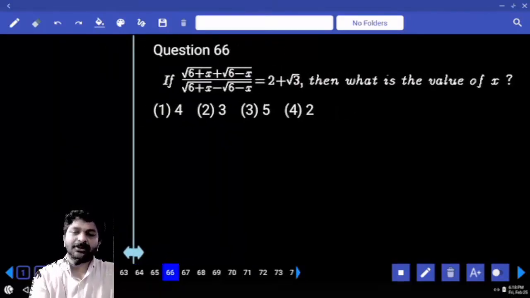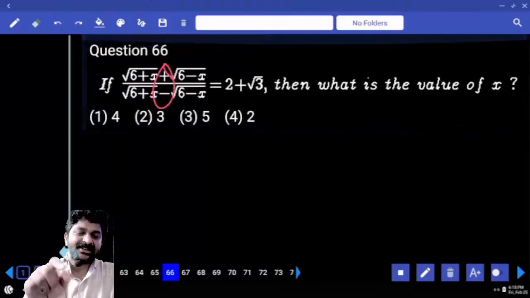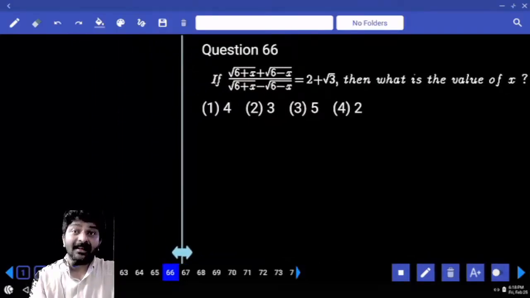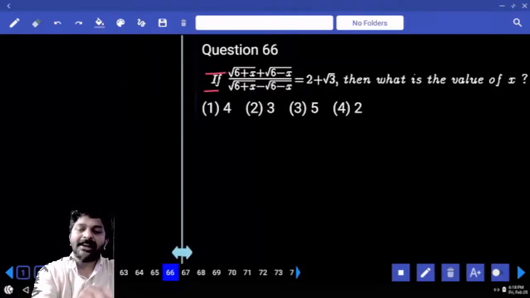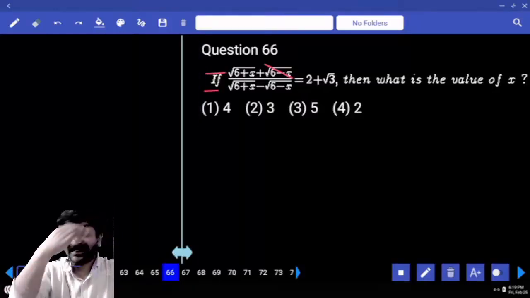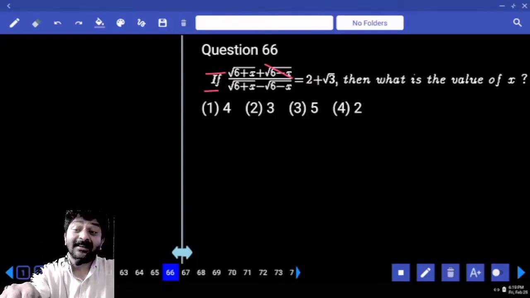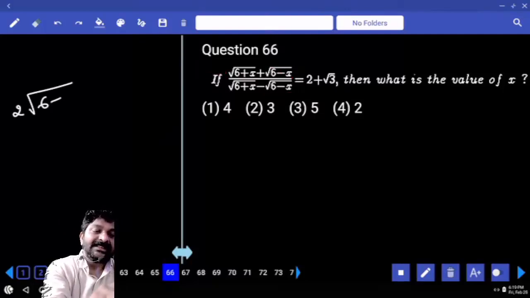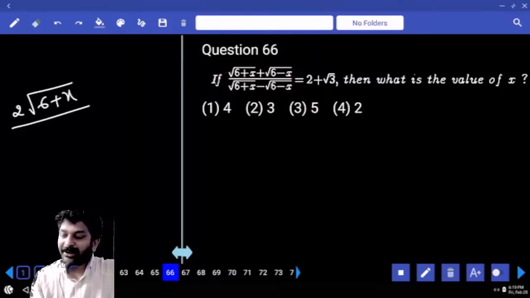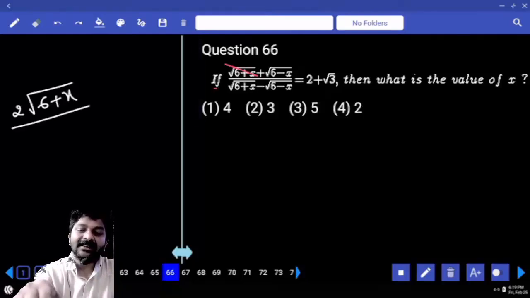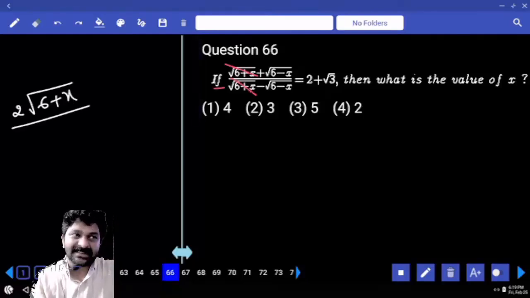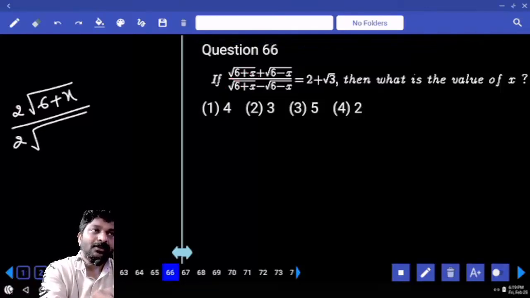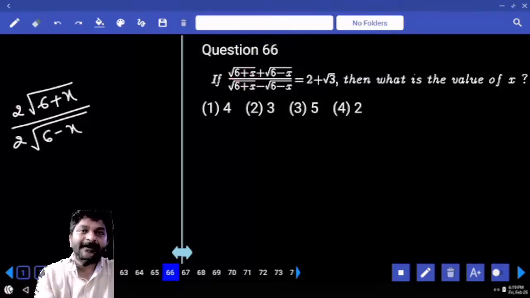Right, same numbers are there in both numerator and denominator, but only the sign changes, plus and then minus, correct? So here itself we are getting one clue. That means we need to go with componendo and dividendo, right? Sum of both numerator and denominator, plus root 6 minus x minus root 6 minus x gets cancelled, and you'll have 2 root 6 plus x by, when you take difference, plus root 6 plus x, root 6 plus x gets cancelled, minus of minus, this becomes plus. So in the denominator you'll have 2 into root 6 minus x, correct?